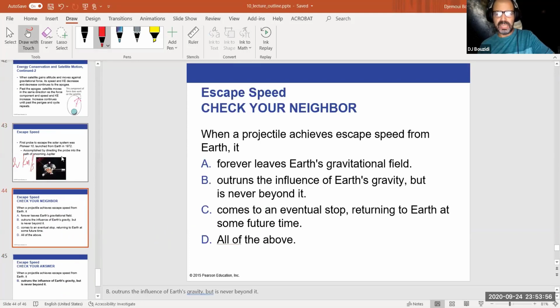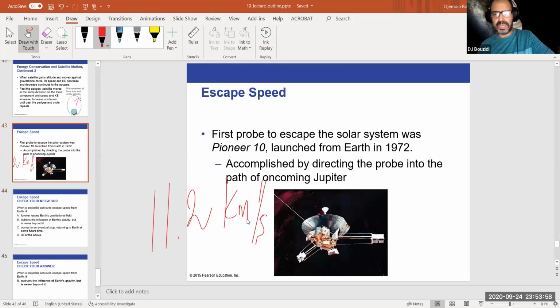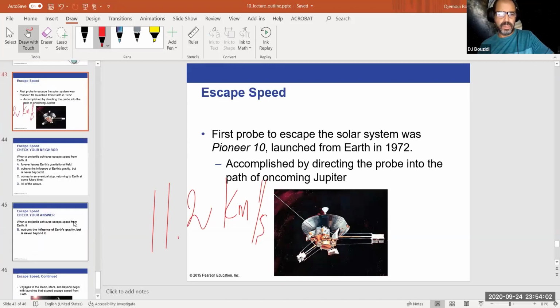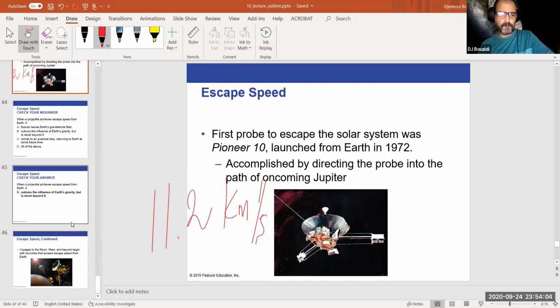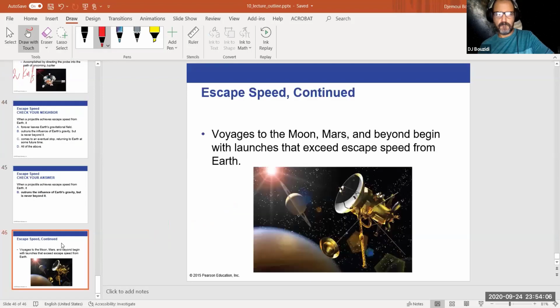For other planets, it's a lot less, okay? For Mars, it's a lot less than this one. For Jupiter, it's much higher than this number. So again, this is for objects that go out of the Earth to the outskirts of the solar system, to other objects in the solar system. You need to reach that speed.